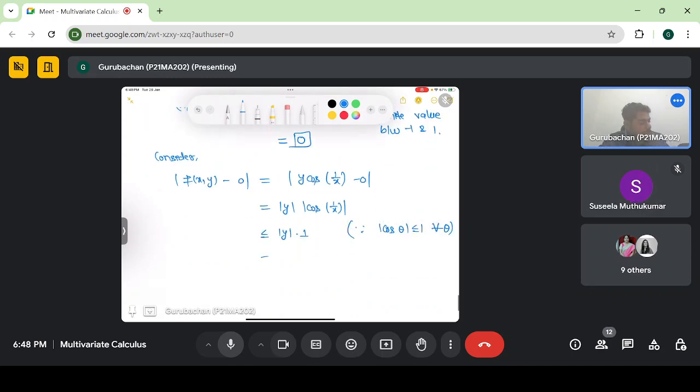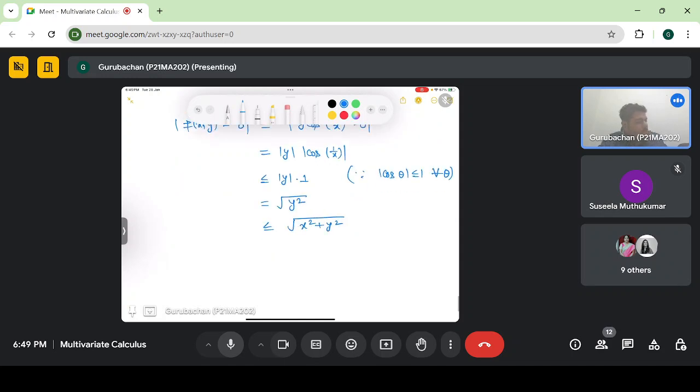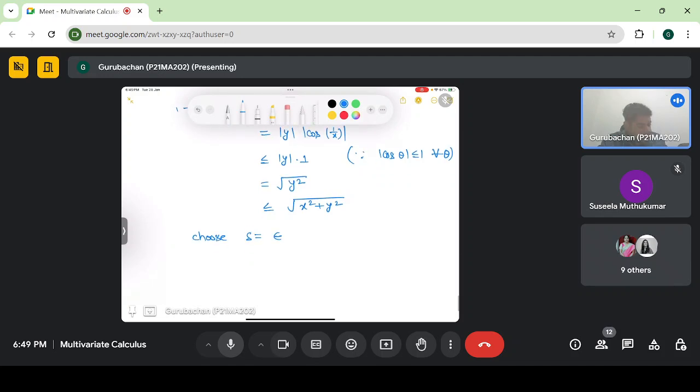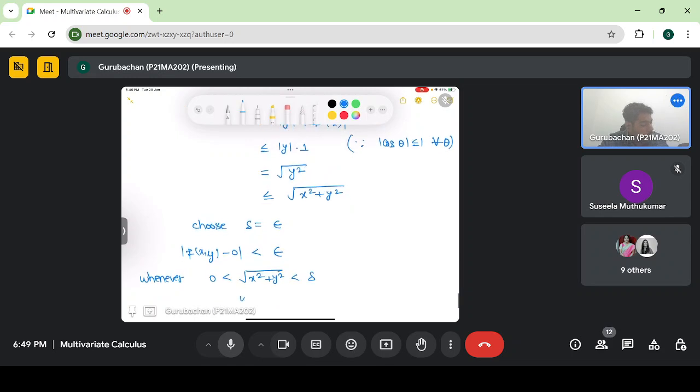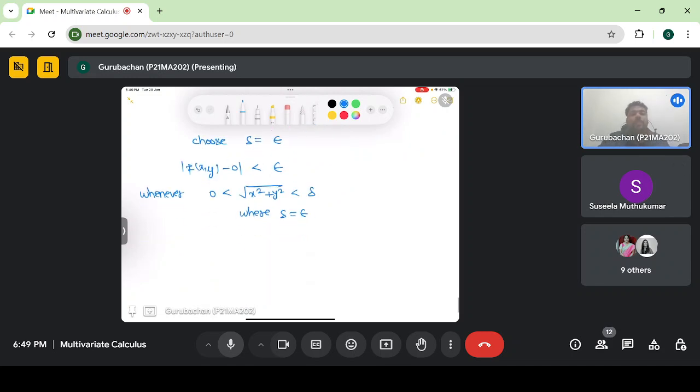So let me proceed. Mod y is equal to under root y square, so this can be less than or equal to under root x square plus y square. And we know that this x square plus y square is less than delta. So we can choose delta equal to epsilon, which will give us that mod of f(x,y) minus 0 is less than epsilon whenever 0 is less than under root x square plus y square is less than delta, where delta is equal to epsilon. Okay, so this is the existence of the double limit.